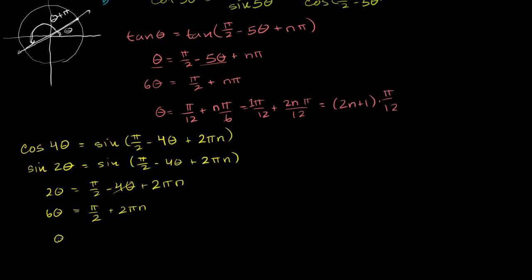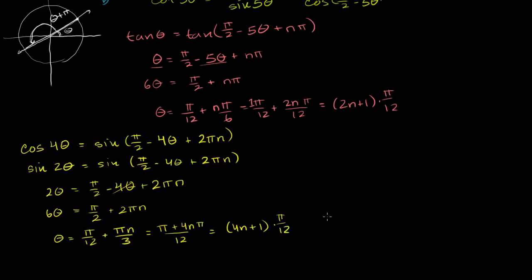We get theta is equal to pi over 12 plus pi over 3 n, right? 2 pi n divided by 6 is pi n over 3. Now we can put it over a common denominator just to simplify things. So we have over 12. Pi n over 3 is the same thing as plus 4n pi over 12. Or we could write this as being equal to 4n plus 1 times pi over 12.